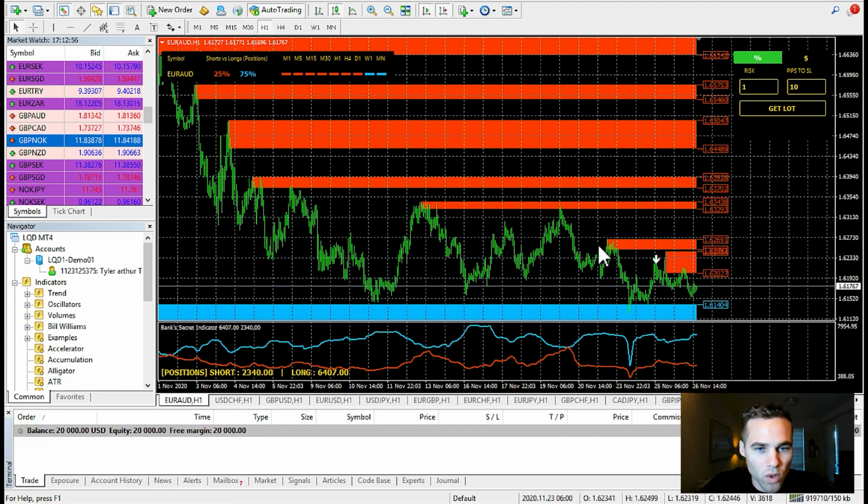Now, you could totally subjectively draw in these supply and demand zones. I don't like doing that because it's a subjective process at that point. I like to use an indicator, a supply and demand or key zone indicator like I have drawn here on the screen. You could find them wherever, or I'll show you how to use this.